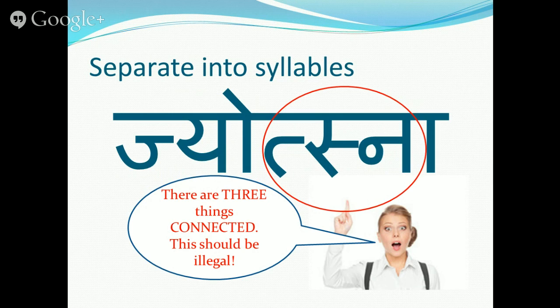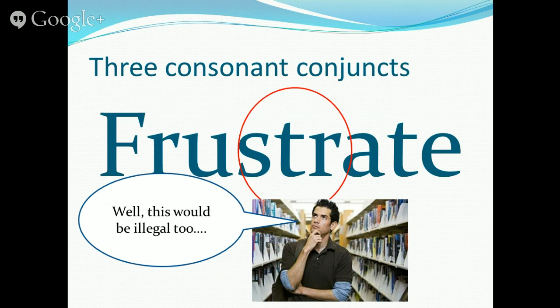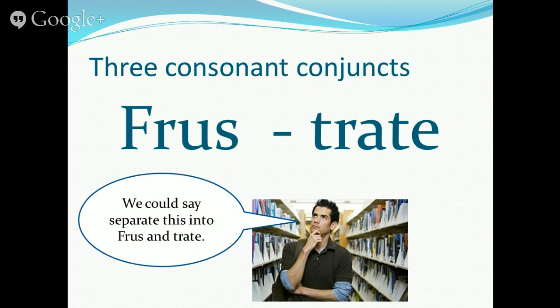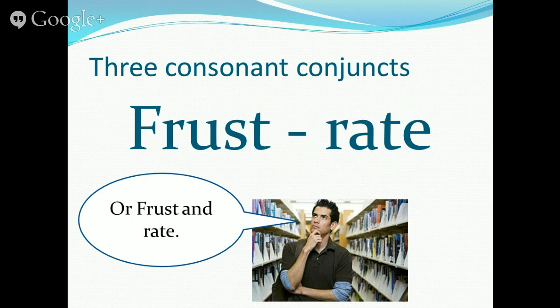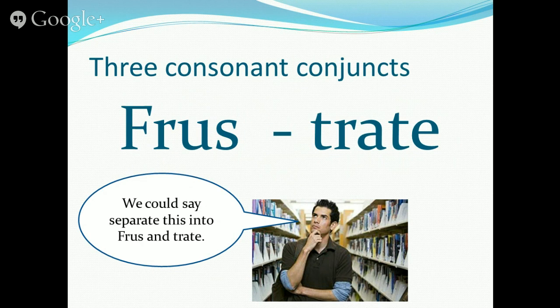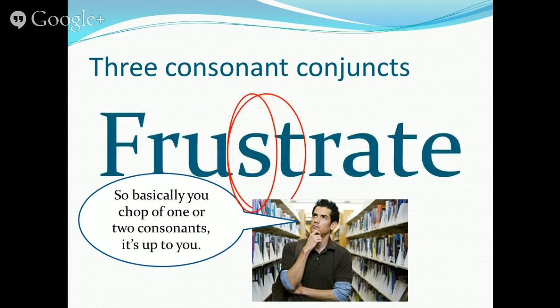Oh, now this is a pretty nasty one, right? Three conjuncts connected. We have this in English too, so don't think it's crazy. So this is frustrate. We have an S, T, and R all joined together. How would we break this up? Well, we could break it into frust and trait. Alternatively, frust and rate. I think most of us would probably break it into frust and trait. But either way, we can chop between the first two or the last two.